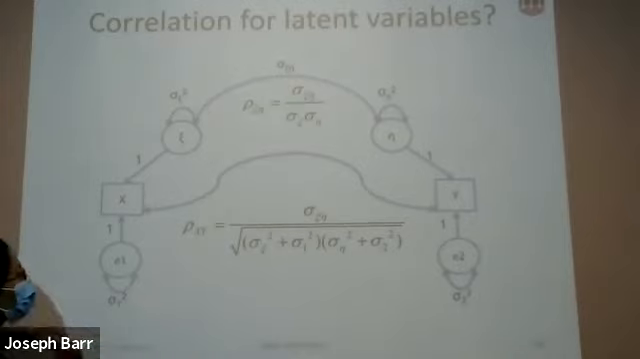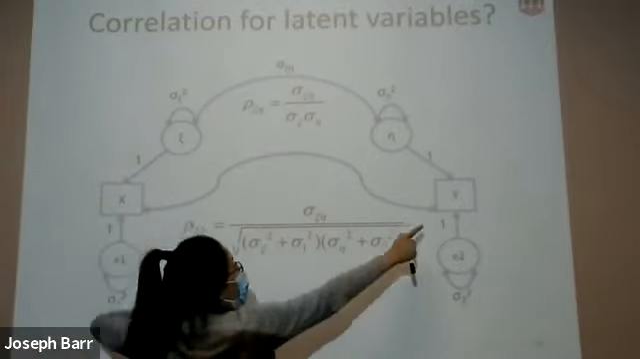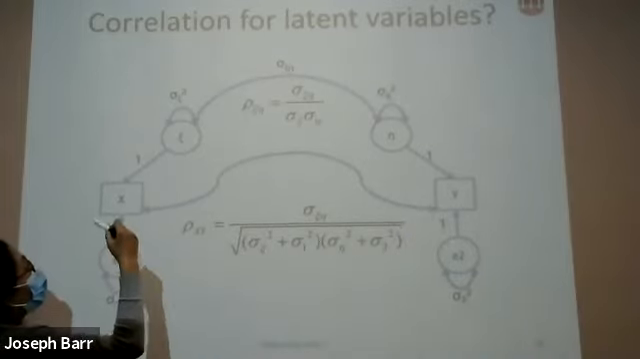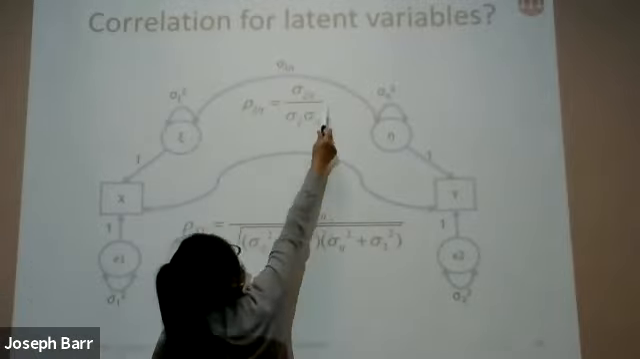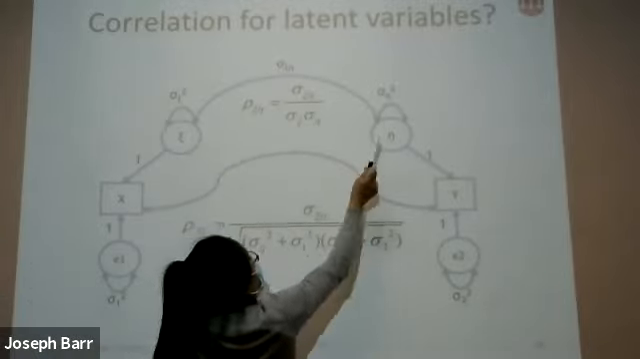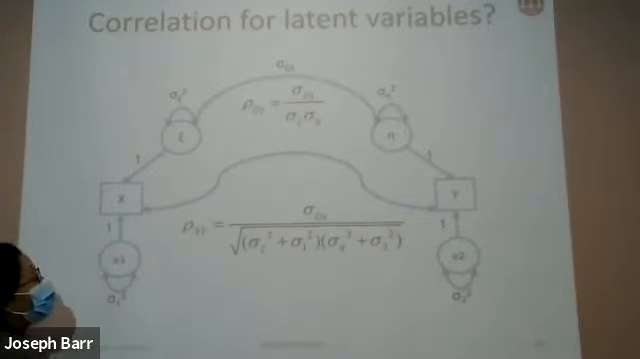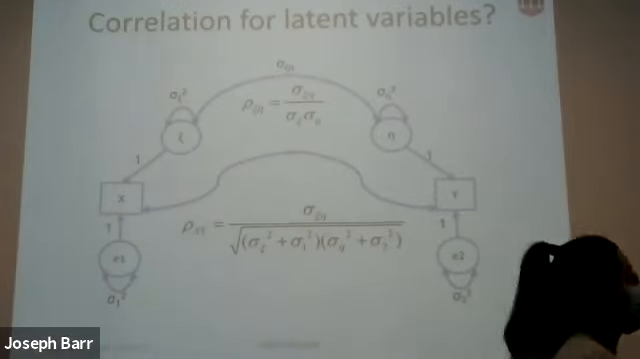That is the correlation between the observed x and the observed y. But actually, we are really interested in this part, the true correlation between xi and eta, because this is the true score of x and this is the true score of y. So this is the observed x and y part.